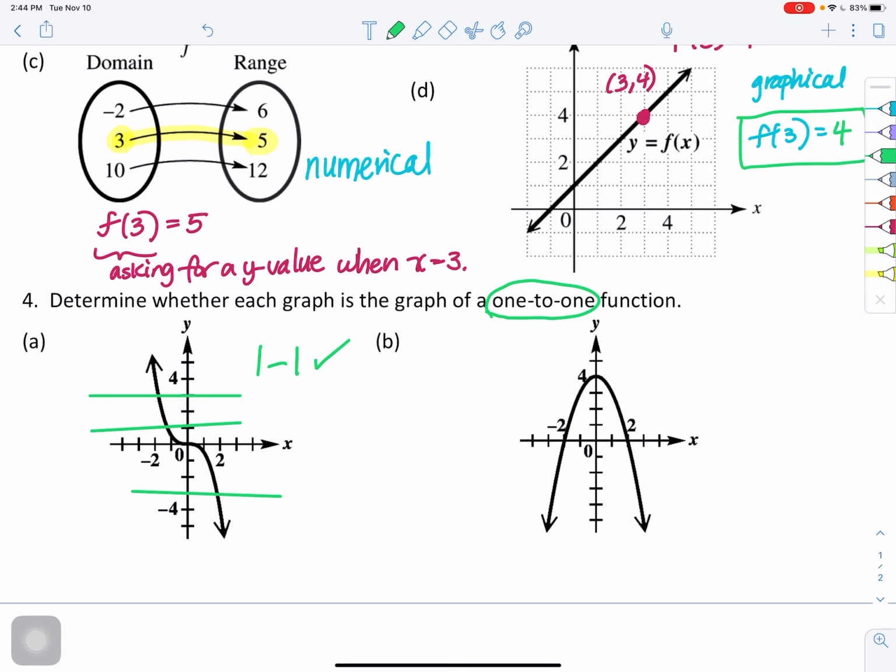But look what happens in the example B. Well, look, I only hit the graph once there. Well, maybe twice there. But I only hit it once there, right there. But it says any horizontal line. And look what happens. I'm hitting the graph twice in all of these places. So this is not a one-to-one function.